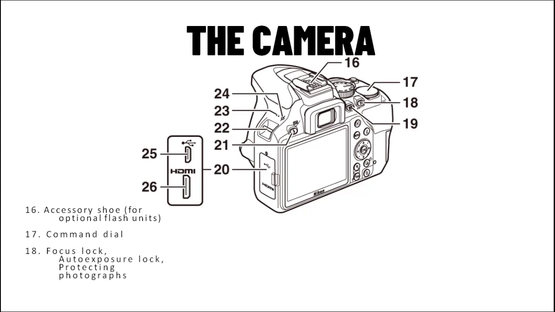We have the focus lock. Focus lock, number 18. You use it to lock up a particular focusing that you've actually achieved. Okay, we have the information button, number 19. It gives you the different info on your camera.